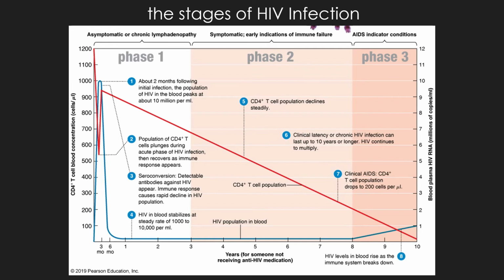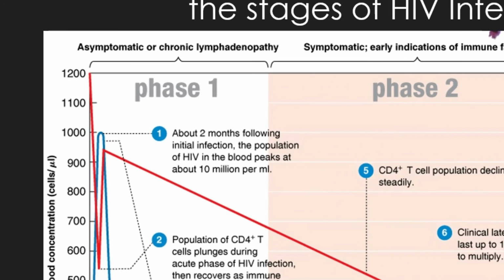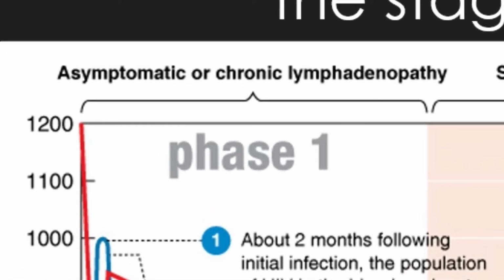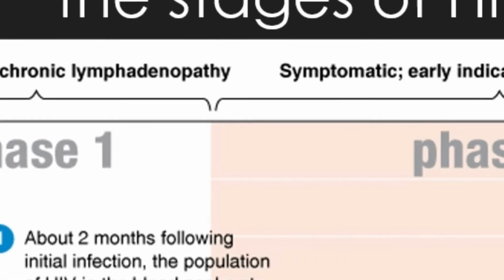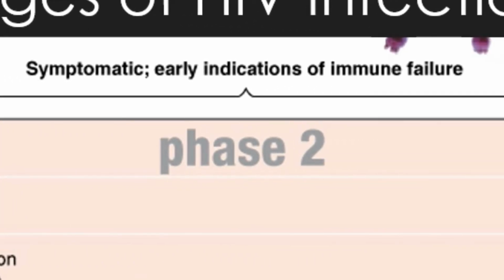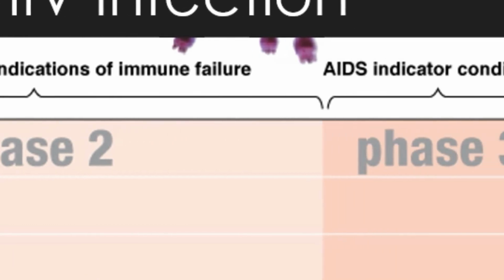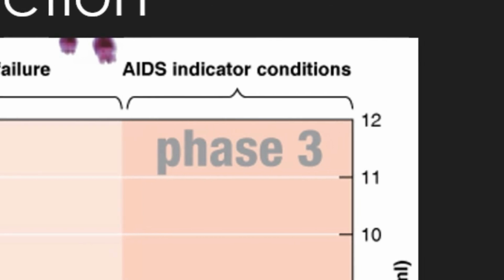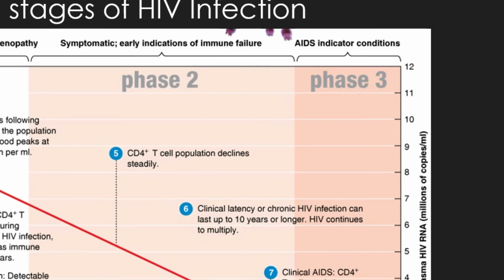So the stages of HIV infection include 3 phases. Phase 1, where the person is either asymptomatic or might have chronic lymphadenopathy, which is chronically swollen lymph nodes. Phase 2 is where a patient becomes symptomatic and they have indications of some level of immune system failure, and then phase 3, which is clinical AIDS. So phases 1 and 2 are HIV positive, phase 3 is AIDS.